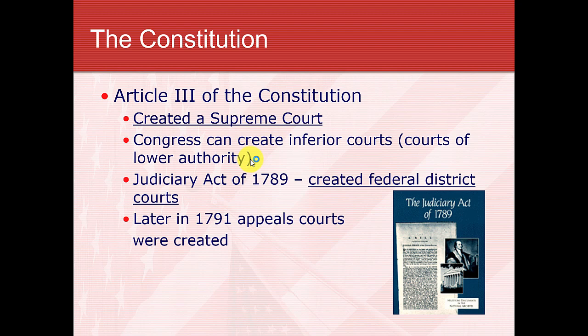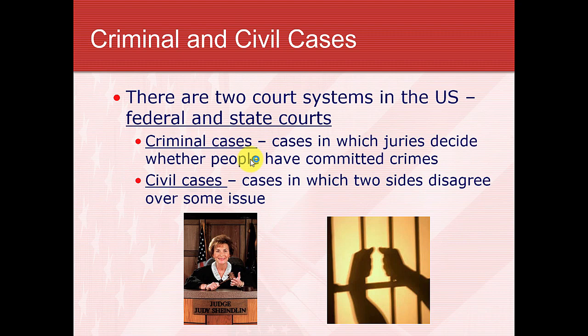And then later in 1791, we'll have the appeals courts that were created. So the federal courts are at the bottom, the appeals courts are kind of in the middle, and the Supreme Court is at the top. So there are two different court systems in the United States. So we have federal courts that involve United States laws and state courts that involve state laws.